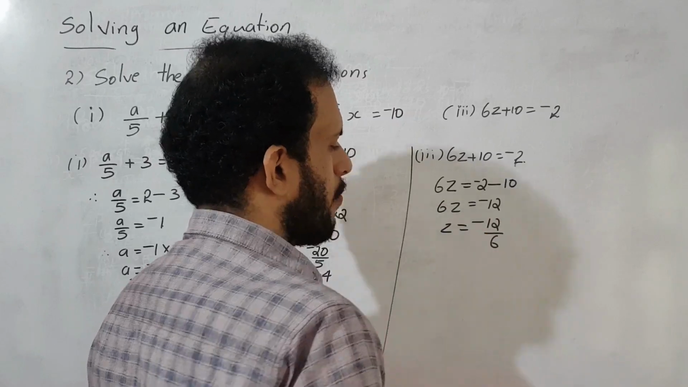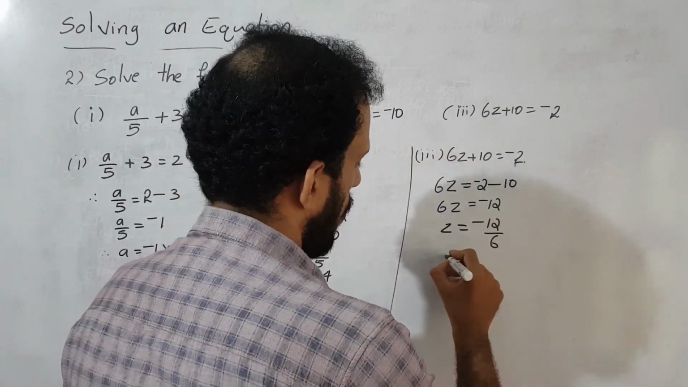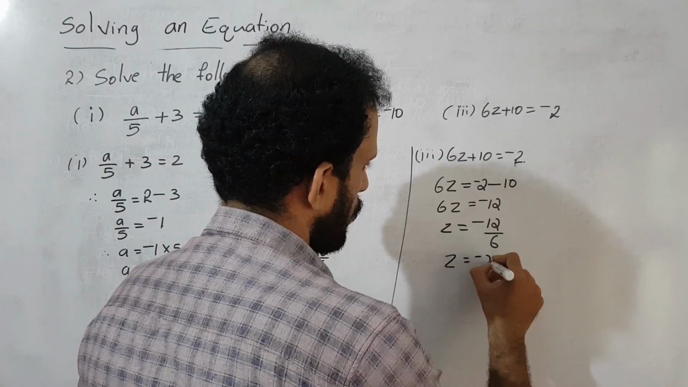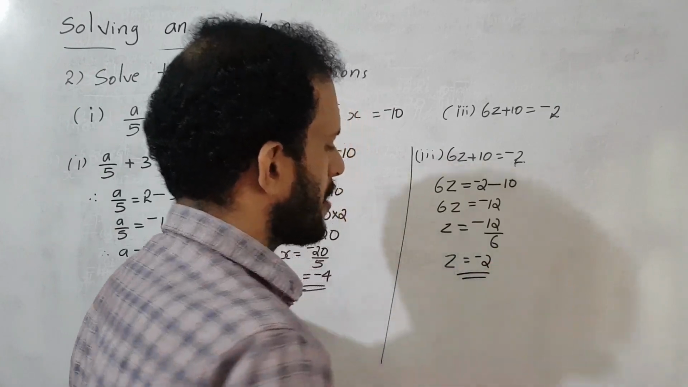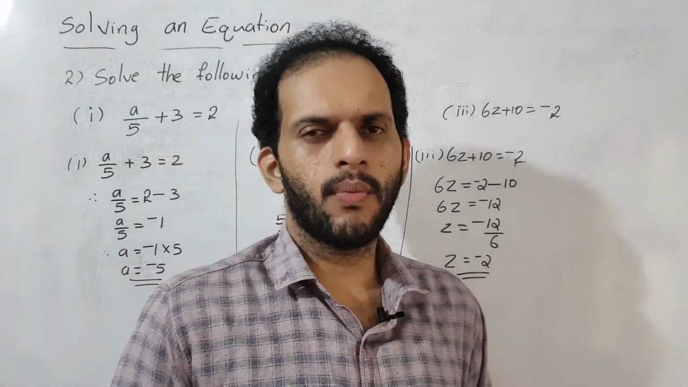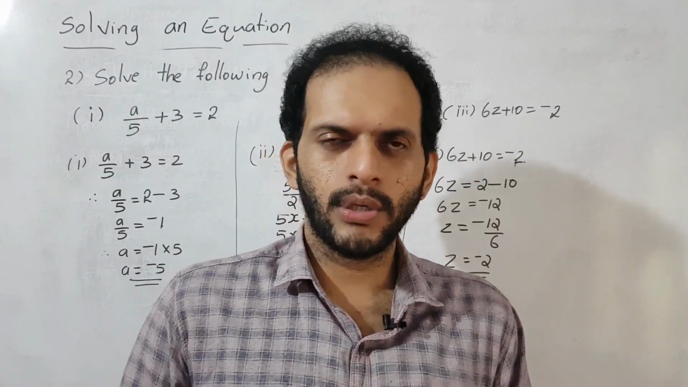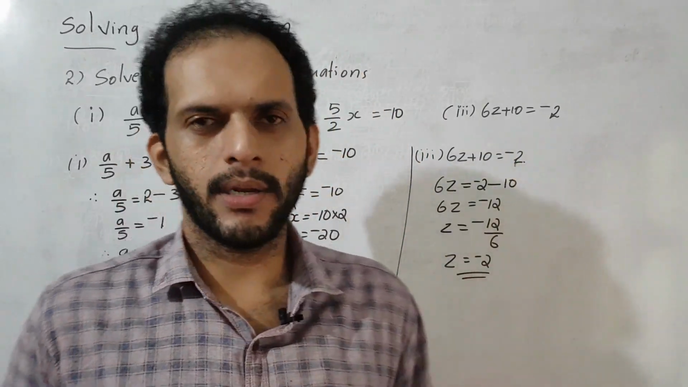Then minus 12 divided by 6 is equal to minus 2. So what is the value of z? The value of z is equal to minus 2. That means the solution of this equation is minus 2.